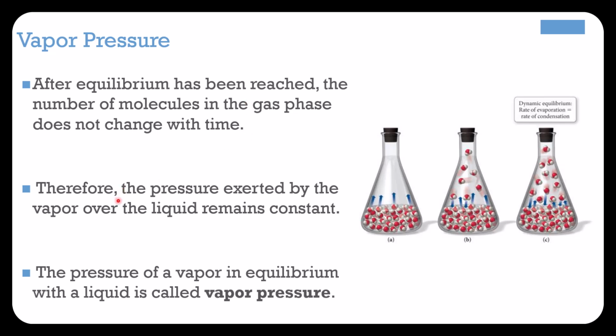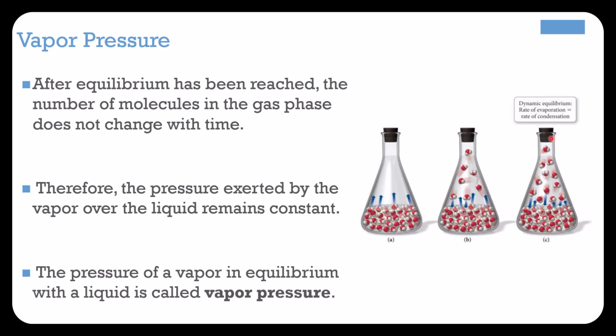We now have a pressure exerted by that constant gas phase particles, right? So there's a pressure exerted by the vapor over that liquid. The pressure exerted by that vapor over the liquid is called vapor pressure. Okay. That is called vapor pressure. Now, we understand vapor pressure. We understand vapor pressure is the number of particles above this liquid.